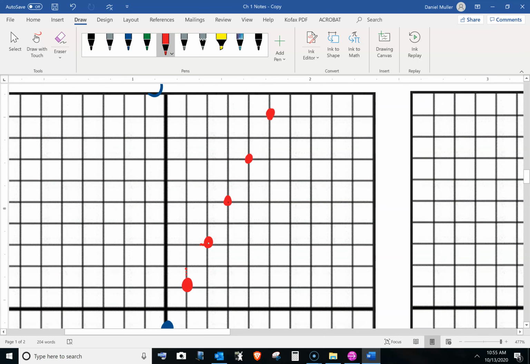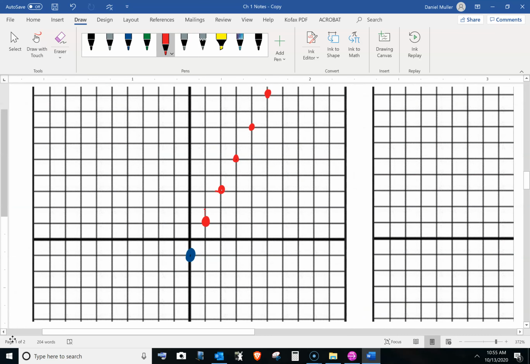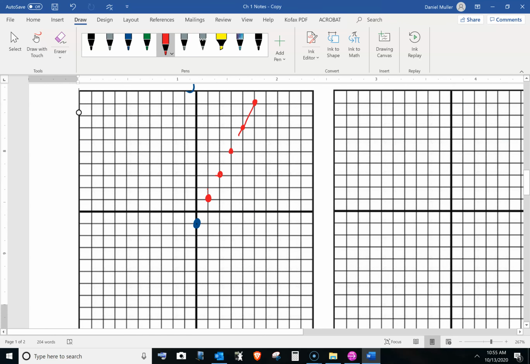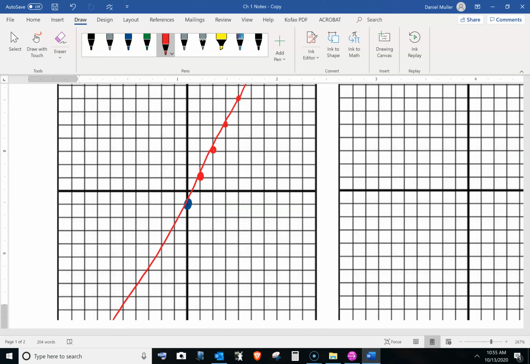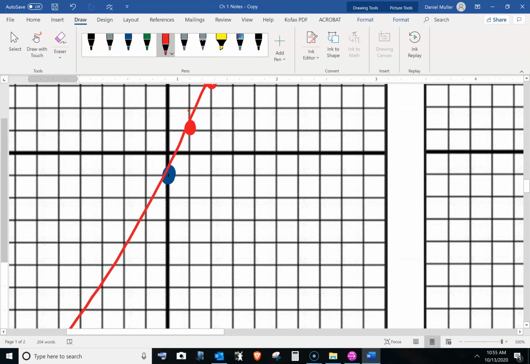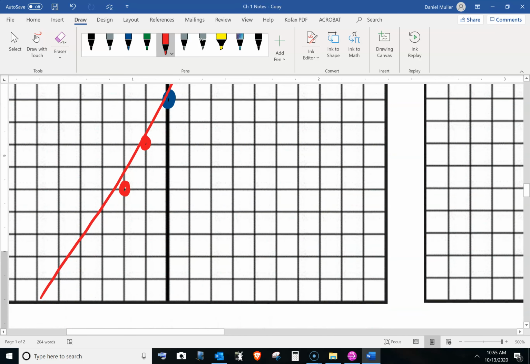Now that's only half the question. So we want to keep with this pattern. So see here, if I were to connect these dots, it would need to keep going this way. So how do we do that? Well, we go opposite. Instead of up 2, we'll go down 2. Instead of right 1, we'll go left 1. And then we'll go down 2, left 1. Down 2, left 1. Down 2, left 1. And there we have it.